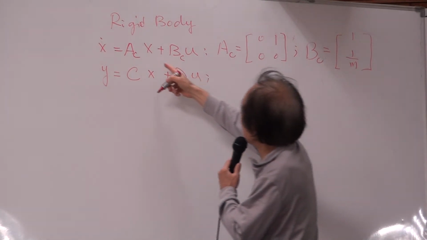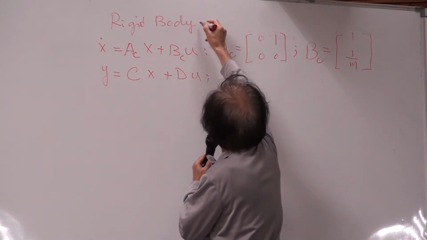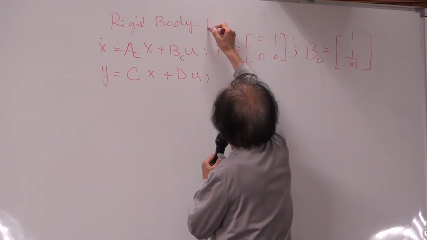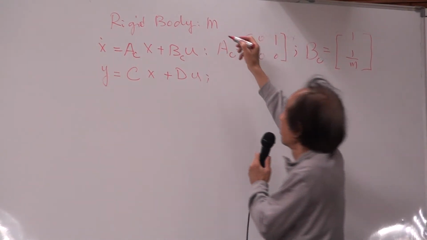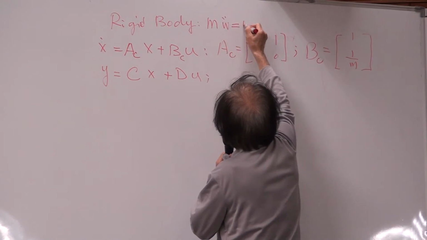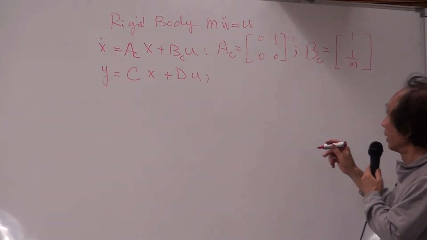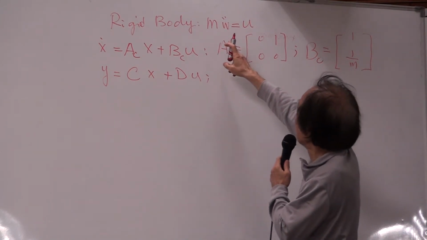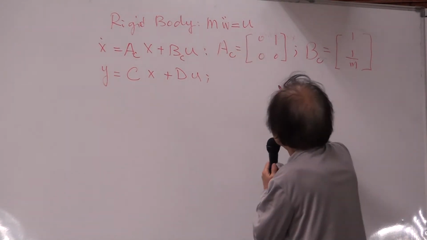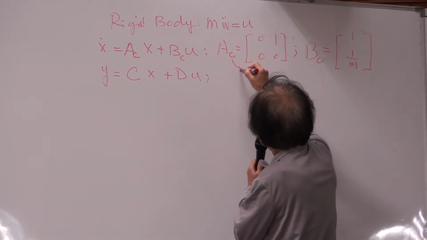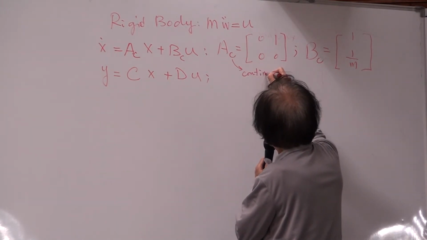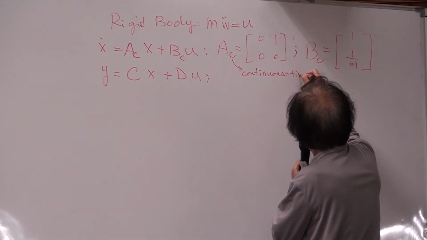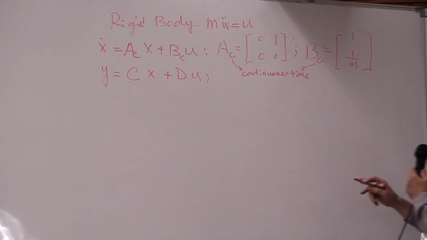By the way, I add C here, just this is a continuous rigid body. This body is M, W double dot equal to U. Right? So with rigid body defined as M, W double dot equal to U, and the C here means continuous. Last hour I forgot to put a C here. This C means continuous time.